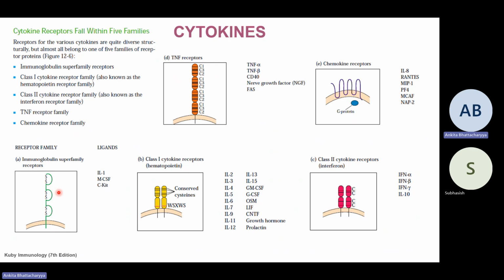Now, for this family, you can see some example ligands being suggested here. We have c-KIT, a stemness marker. I don't know if you would remember even now, but very early on, maybe I can just go to the figure.